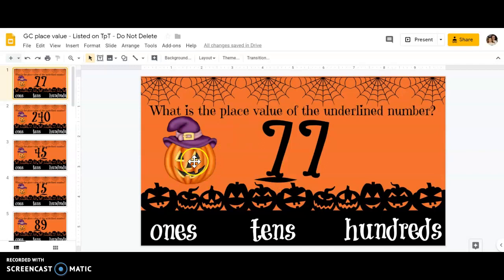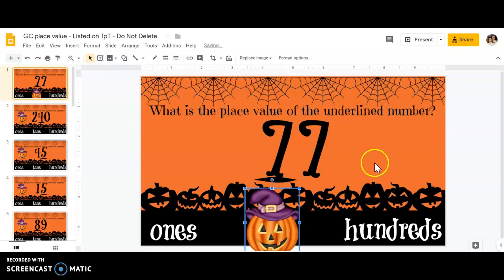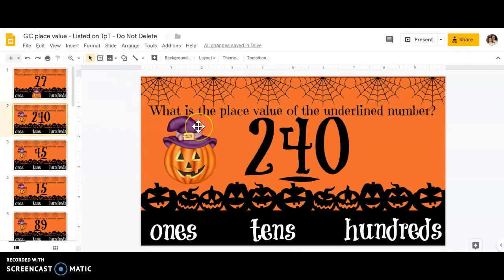You're going to take your pumpkin and you're going to drag him to the one that says tens place. And just put it right over top of the word. And then you can go over to your scroll bar over here and find your second screen. This one is the same thing.